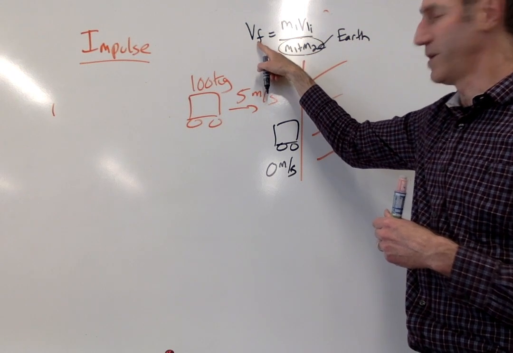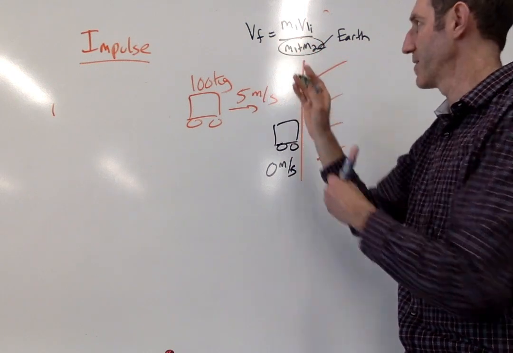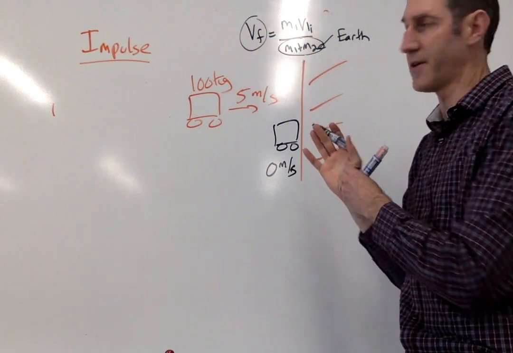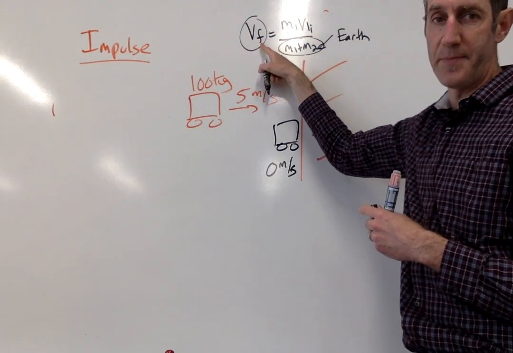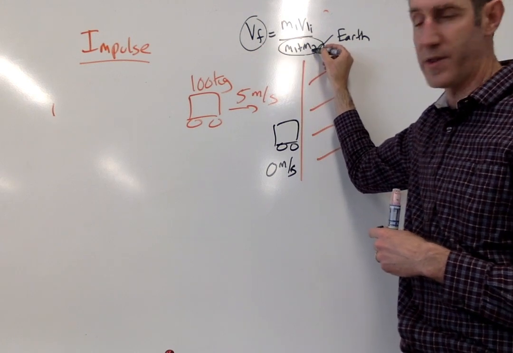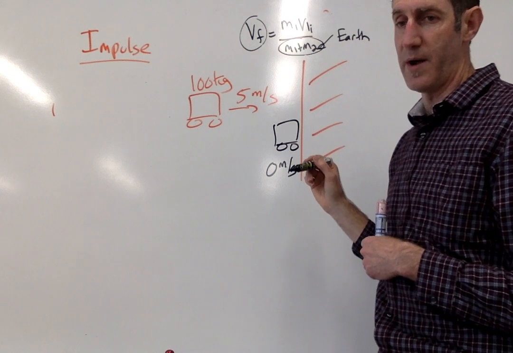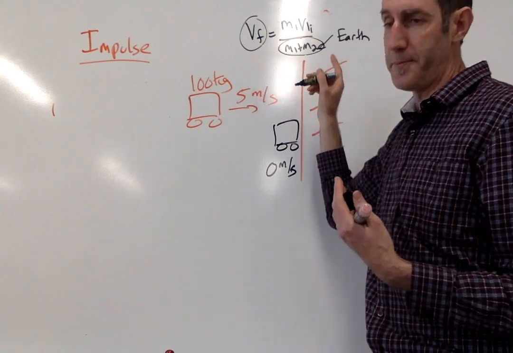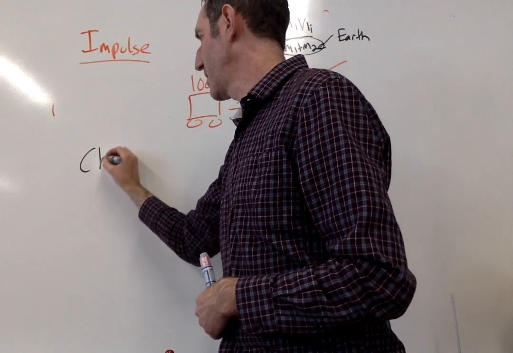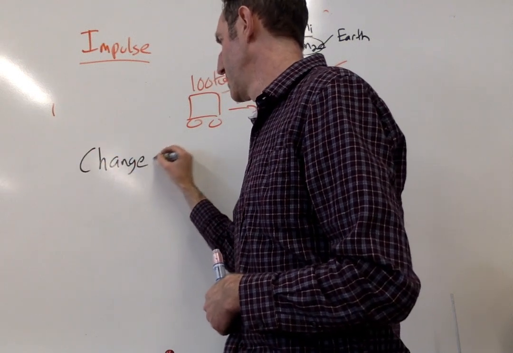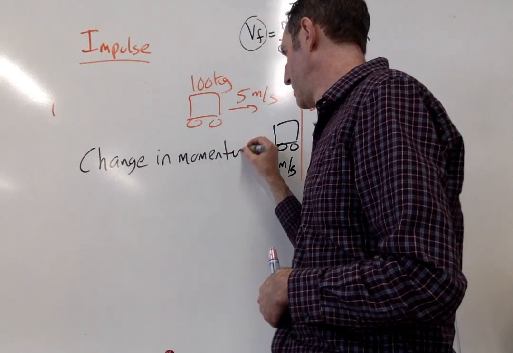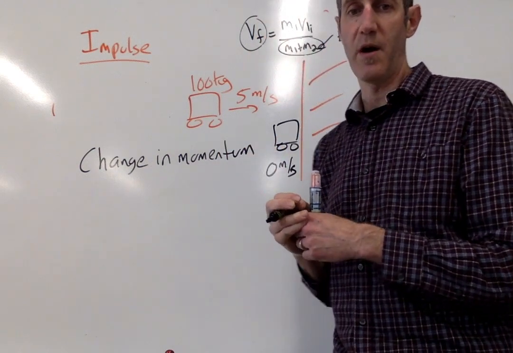And then the final velocity of the car and the wall together. Remember, this vf here stands for the final velocity of the two things stuck together. That's going to be a pretty small number, right? If you consider the mass of the Earth is 6 times 10 to the 24th kilograms, that's going to be a small number right there. So essentially, it's 0. But what we can keep track of here is that the car had a change in momentum.